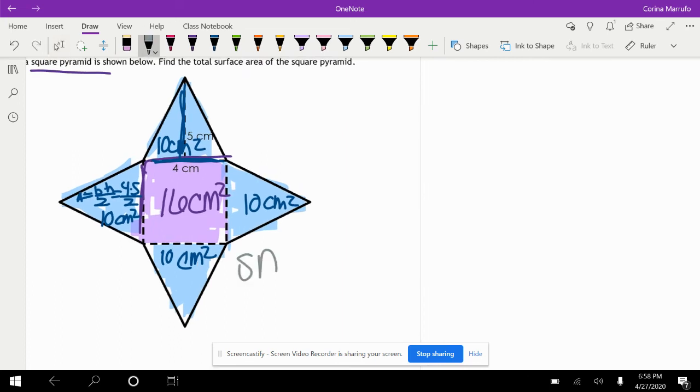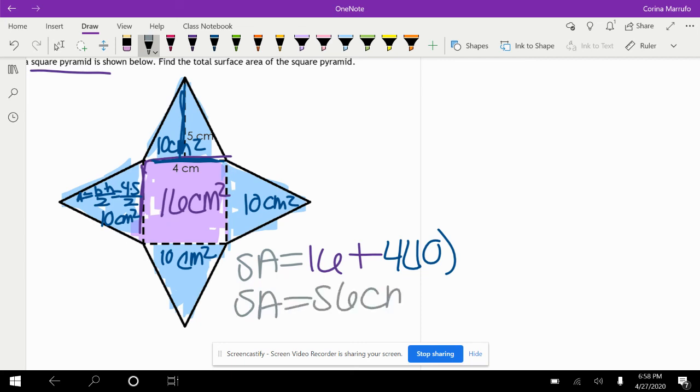All right, so now we're ready to find the total surface area. So for my surface area, we have one rectangle or square, which is 16 centimeters squared, plus we have 4 triangles, and all our triangles are the same size, and they all have an area of 10. So we do 4 times 10 is 40, plus 16 would give us 56 centimeters squared.